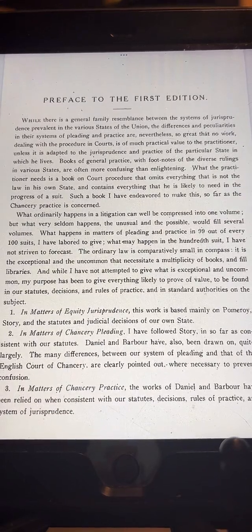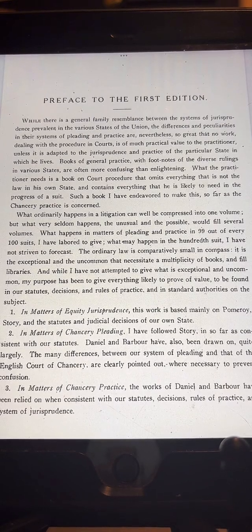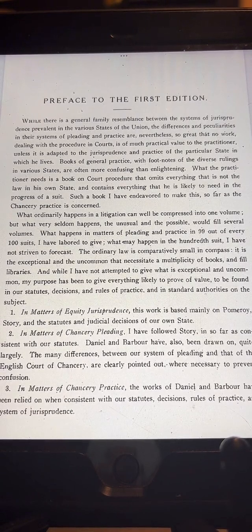While there is a general family resemblance between the systems of jurisprudence prevalent in the various states of the Union, the differences and peculiarities in their systems of pleading and practice are nevertheless so great that no work dealing with the procedure in courts is of much practical value to the practitioner, unless it is adapted to the jurisprudence and the practice of the particular state in which he lives.